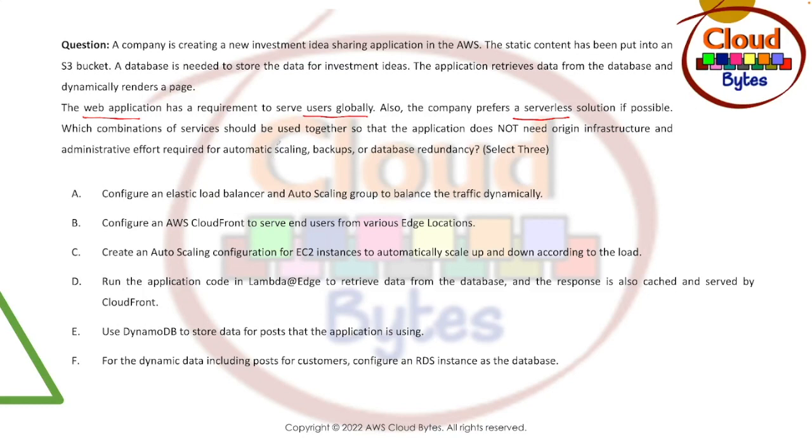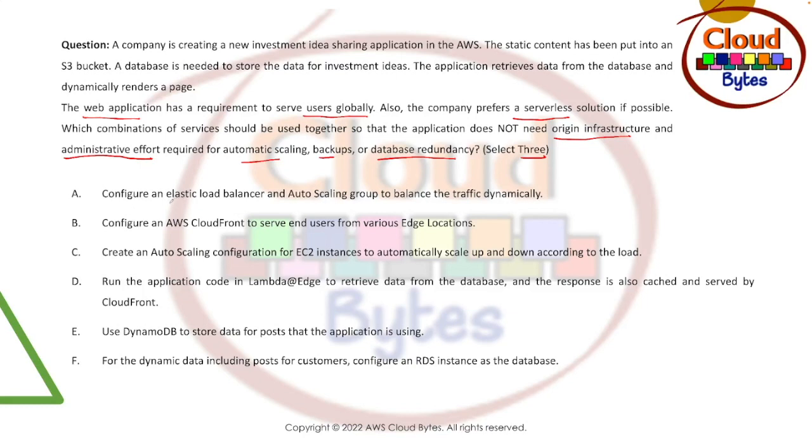Which combination of services should be used together so that the application does not need origin infrastructure and administrative effort, so low admin or maintenance effort, required for automatic scaling, backups, or database redundancy? Select 3. So we have 5 options here, and we have to select 3 options out of this. The requirement is to serve global users. It should be serverless, and should have automatic scaling, backup, and less database redundancy effort or admin effort. Let's look at the options.